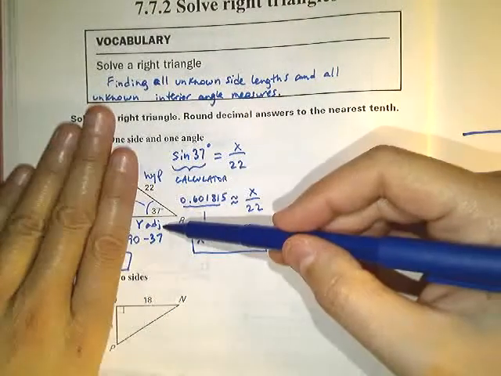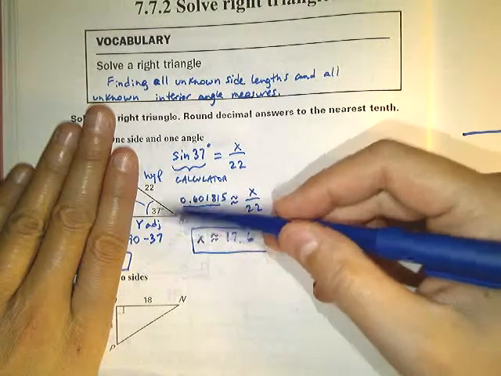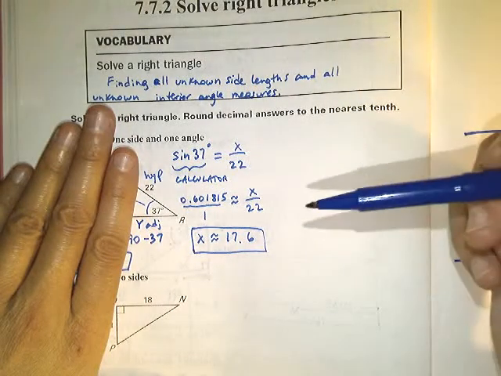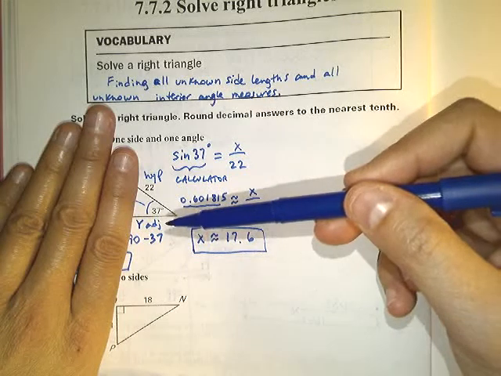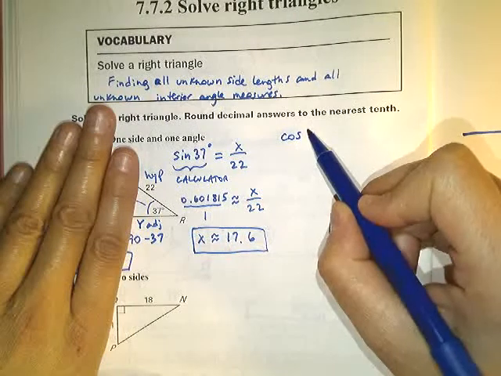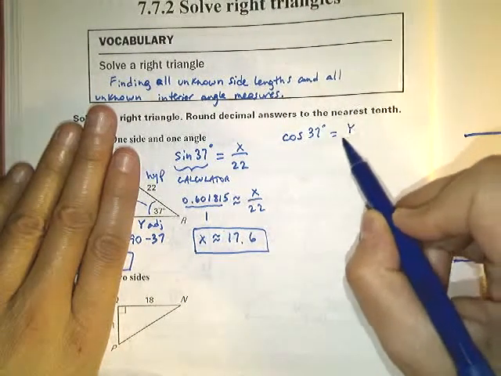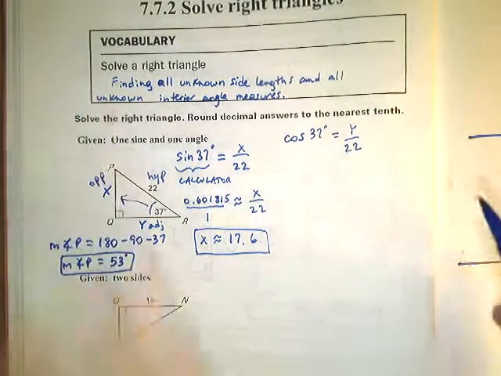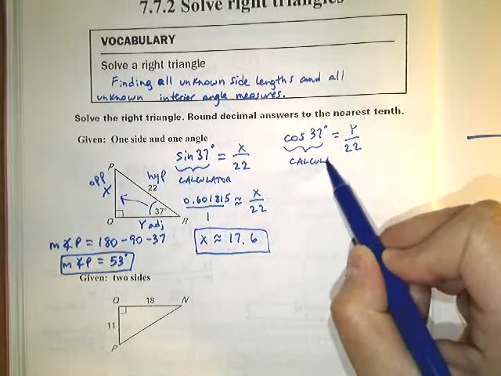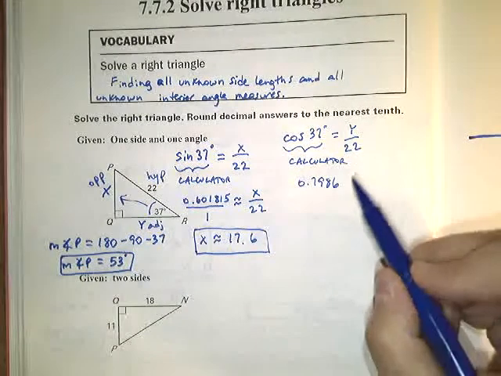So if I want to use the adjacent side and the hypotenuse side, and this reference angle, I can do that. Adjacent and hypotenuse, I wouldn't use sine because that's opposite over hypotenuse. Cosine would be the one I would choose because that creates a fraction of the adjacent over the hypotenuse. So that's what I'm going to do. I'm going to say that the cosine of 37 degrees equals the adjacent over the hypotenuse. So I'll type this into my calculator, and it gives me 0.7986 approximately.